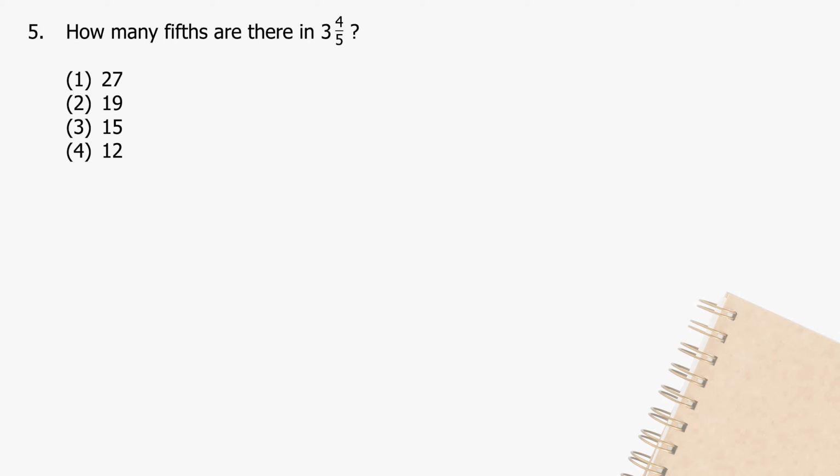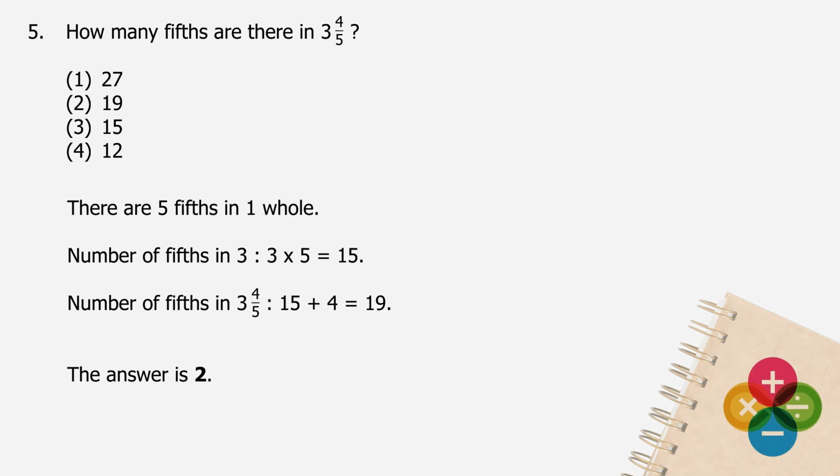Question 5. How many fifths are there in 3 and 4/5? There are 5 fifths in 1 whole. The number of fifths in 3 wholes will be multiply 3 by 5, and the product is 15. The number of fifths in 3 and 4/5 will be add 15 to 4, and the sum is 19. The answer is 2.